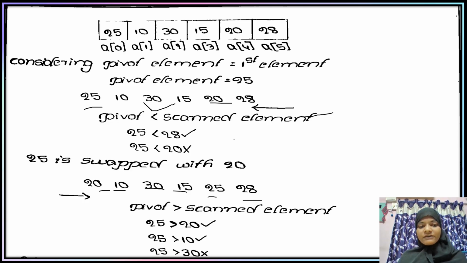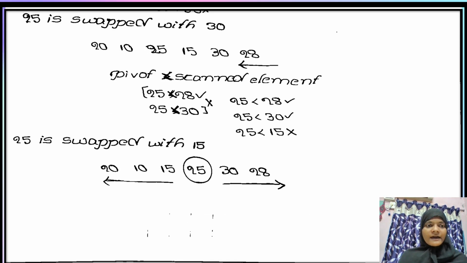As we are comparing from the left side, the pivot element would be greater than the scanned element. So 25 greater than 20, checking from the first element, 25 greater than 20, which is true. 25 greater than 10, which is true. 25 greater than 30. As this statement is false, this 25 would be swapped with this 30. As 25 is swapped with 30, the current array would be 20, 10, 25, 15, 30 and 28.